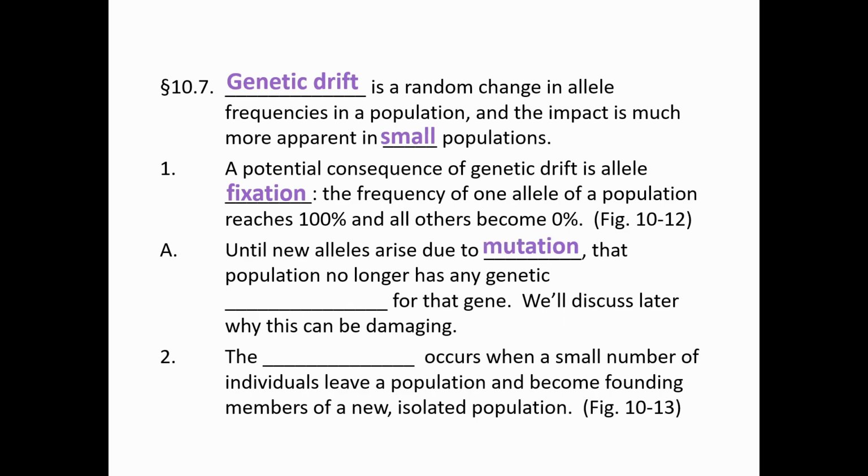So basically with that population, until a mutation happens, there's no variability, there's no variation for that gene. And we'll talk a little bit more of how that can be damaging, of why we need the variation we see, why we need the diversity we see, but we'll hold off on that for just a little bit.